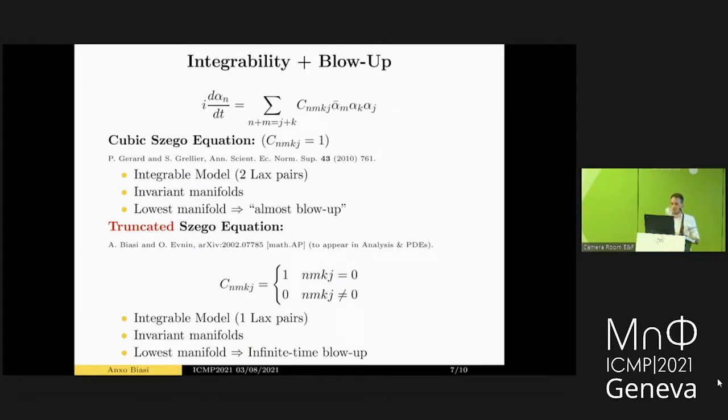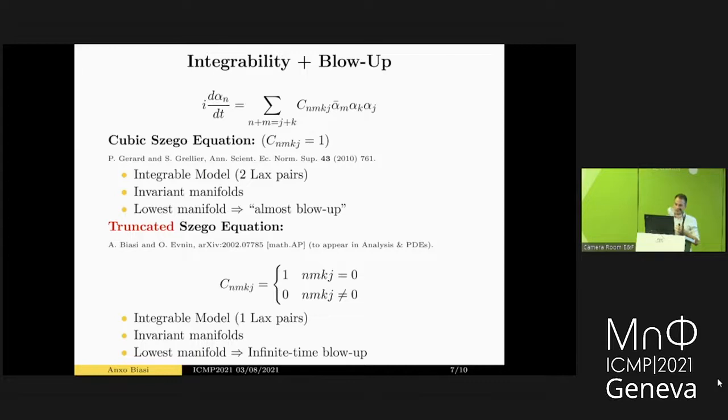The simplest model that we can think of is the cubic Szegő equation. This is a super nice model because all the coefficients are one. It was introduced by Patrick Gérard and Grellier. And this is a nice model because it's fully integrable. It has two Lax pairs instead of one, two. And it has many invariant manifolds, and it has something that we are going to call almost blow up, because I can fine-tune the initial configurations to obtain Sobolev norms that grow arbitrarily. I mean, I can make these Sobolev norms as large as I want.